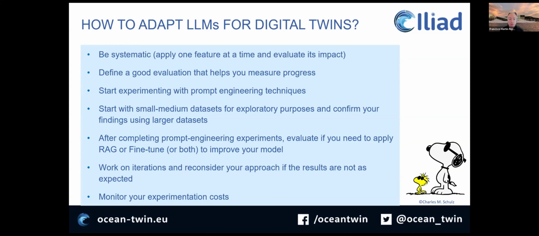And of course, after completing your prompt engineering experiments and evaluating, you need to apply RAG or fine-tuning to improve your model even further, right? And work on iterations and reconsider your approach if the results are not as expected. Sometimes LLMs can be very frustrating because you try to apply common sense, and these models don't always follow your common sense. The way they behave is probably not as you expected, so be aware of that. And then, of course, if you are using a closed model like OpenAI's GPT, you quickly go into very high bills, so you have to monitor your experimentation cost.